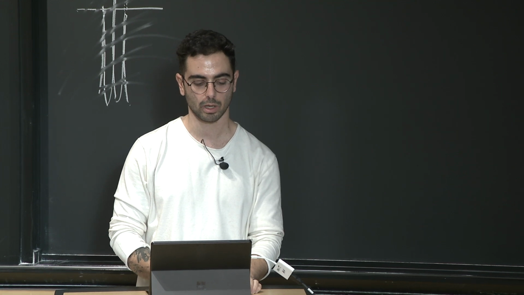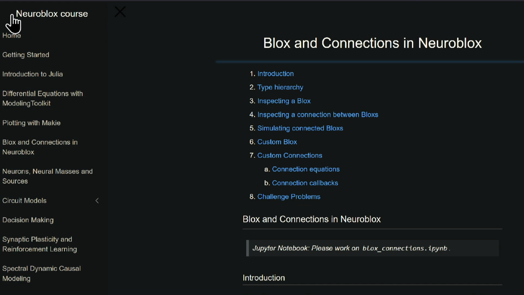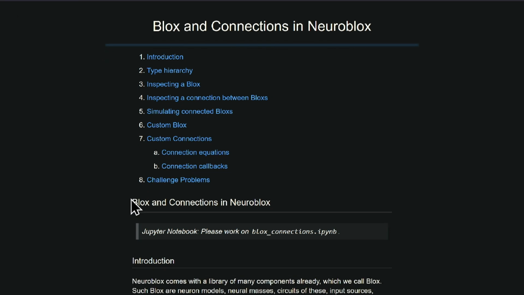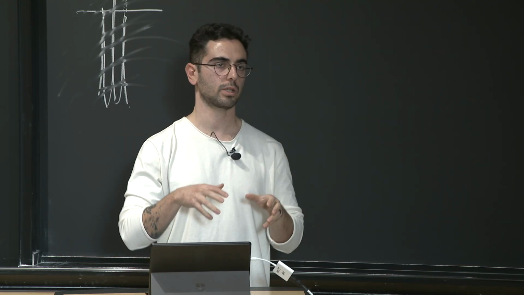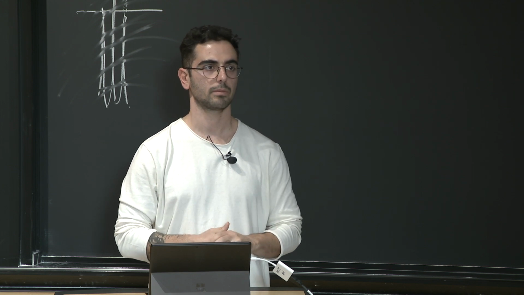And this was the end, essentially. So yeah, exactly like the morning session, but from now on, it's going to be a single notebook per session. You can just navigate to blocks and connection in NeuroBlox. This is essentially the page, exactly like the notebook. And the notebook name is blocks connections here. So yeah, please open the notebook. And if you have any questions about the talk, feel free to ask now. Otherwise, you can start with the exercises and ask us anytime.